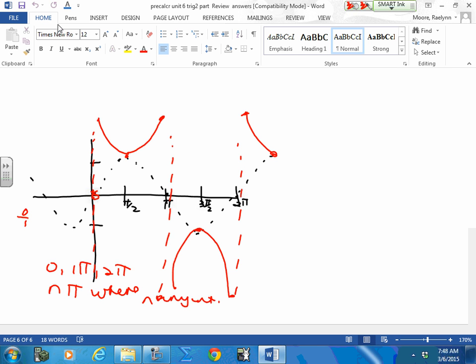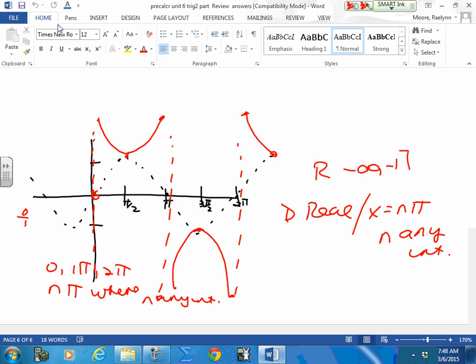Now, watch. You have to set your domain up to say real except x equals n pi, where n is any integer. And your range is exactly the opposite of your sine and your cosine. Where that goes from negative 1 to 1, this goes from negative infinity to negative 1, and from 1 to infinity.